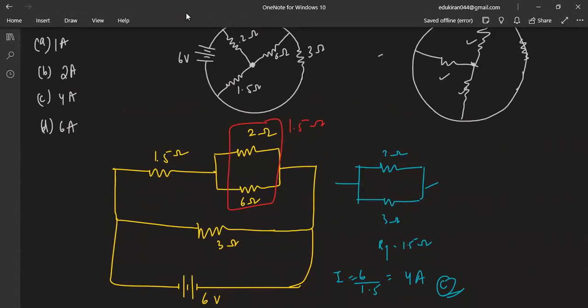Note it down. But ma'am, 1.5 is in series with the other two, right? But you said it will be parallel. Yes. See, if there had been a wire, that would have been connecting. Right. See, if there were no 4 thing, let me show you. Wait.